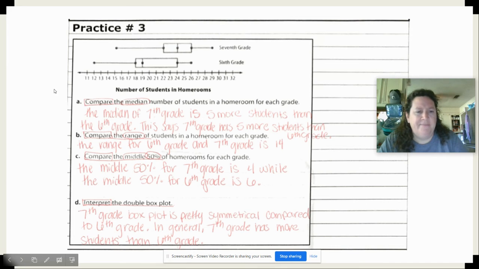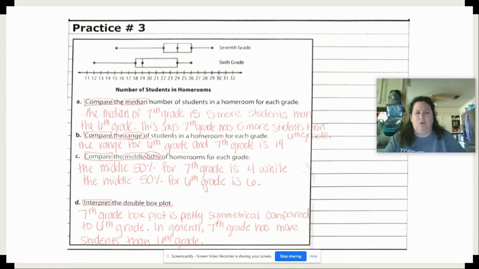So let's look at it. Compare the median, the middle, number of students in a homeroom for each grade. The median of 7th grade is 5 more than the 6th grade. This says 7th grade has 5 more students than 6th grade. On average, 5 more students in each class. So that doesn't mean that every single class has 5 more students. It's just saying on average, there's more kids in the 7th grade classes by around 5.